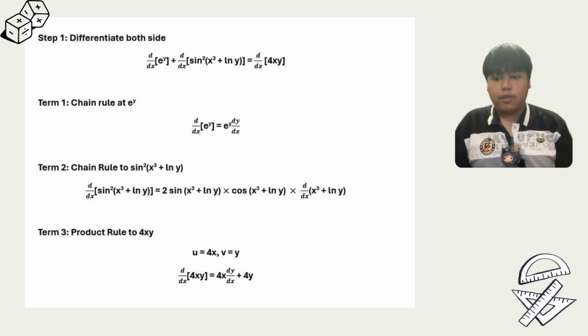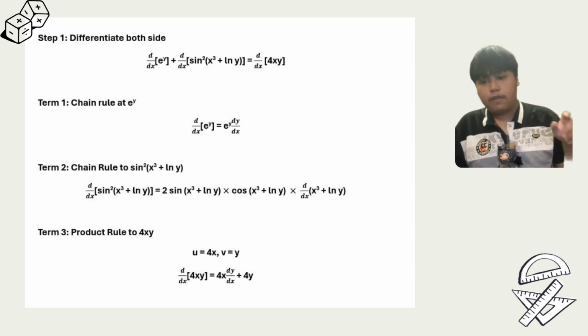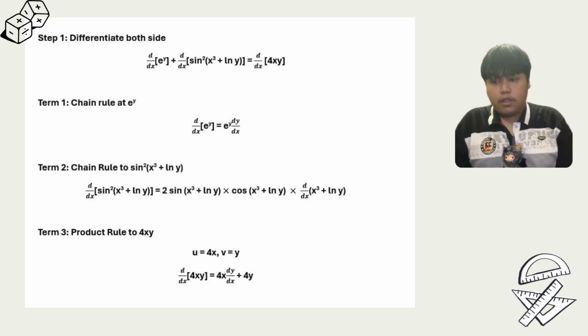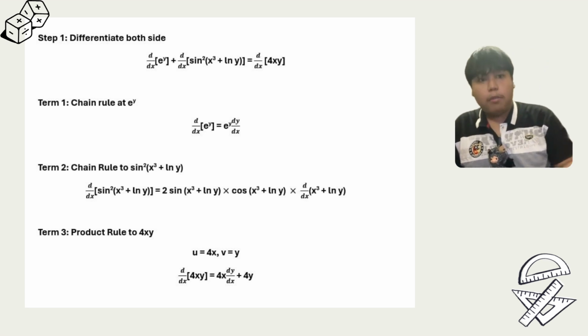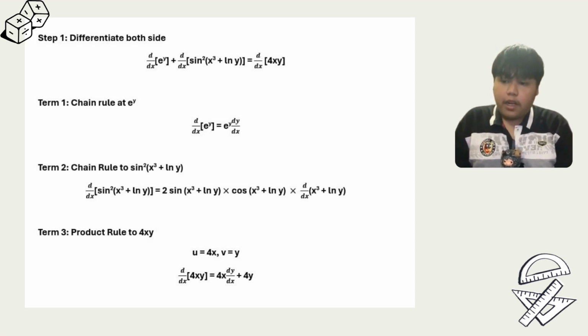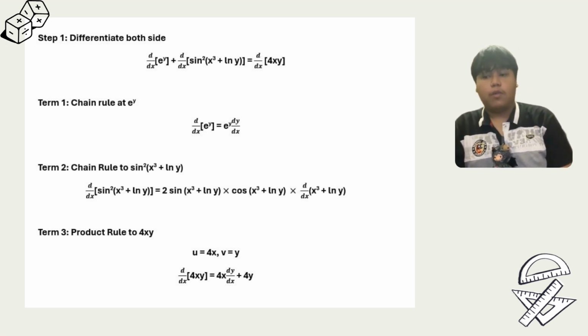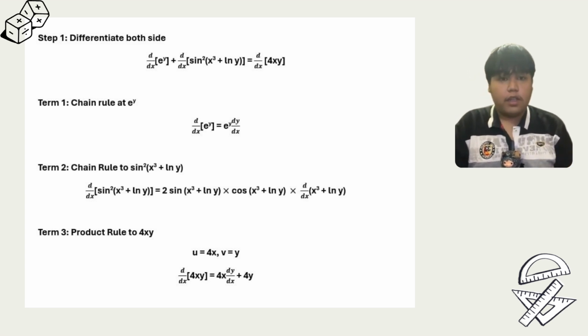We apply the chain rule starting from the outside power layer, moving to the sine layer, and finally the inside bracket. This yields 2 sine open bracket x to the power of 3 plus ln y close bracket multiplied by cos open bracket x to the power of 3 plus ln y close bracket multiplied by the derivative of the inside, which is 3x to the power of 2 plus 1 over y dy over dx.